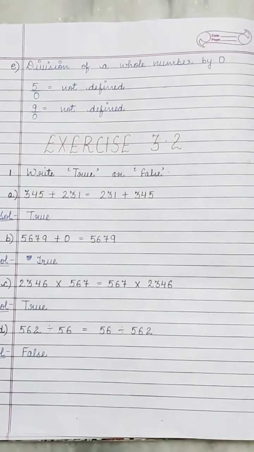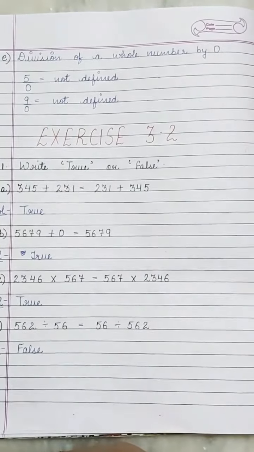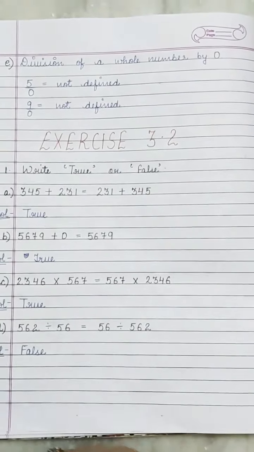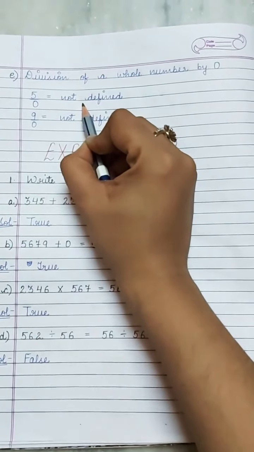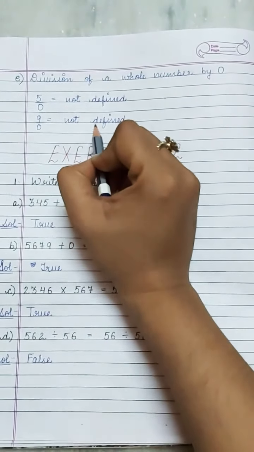Now division of a whole number by 0. जब आप किसी भी whole number को 0 से divide करोगे, what you will get the result? Not defined. Here see 5 upon 0 is not defined. आप इस result को define नहीं कर सकते हैं. 9 upon 0 is not defined.